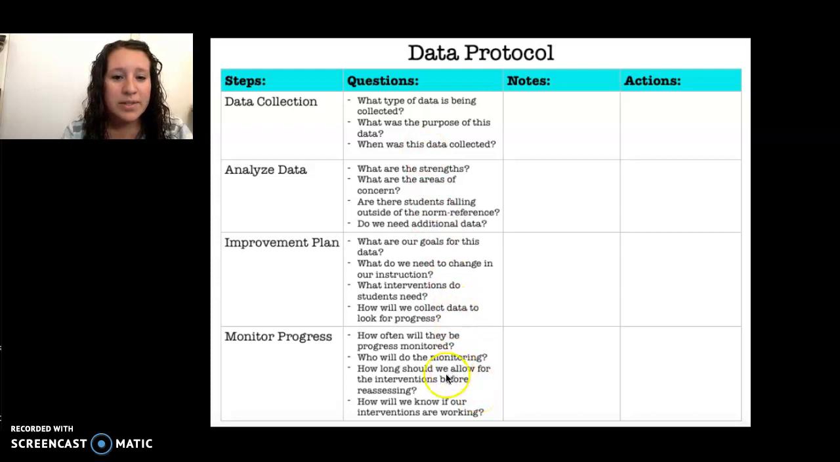Once we've gone through all of these steps and after we've done our progress monitoring, then we would go back through and look at that, collect that data again, and go through the steps again until we know that students are making progress.